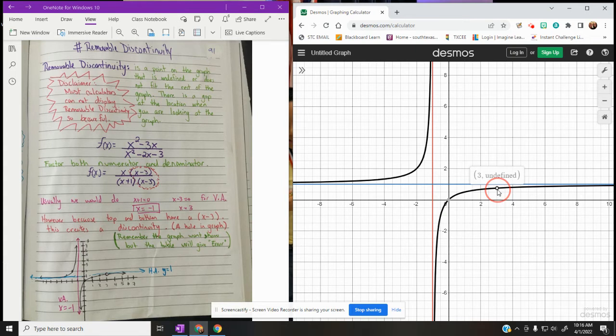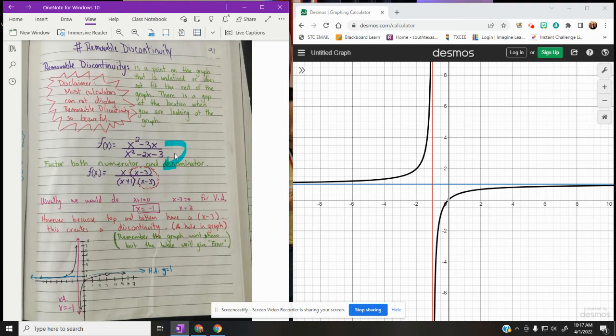Now, when that happens, guys, that is known as a removable discontinuity. That means the graph is going to be disconnected at that point, number 3, well, x equals 3. So that's why it says undefined, that there's no y value attached to that x equals 3. Now, why does this happen? This happens mainly because of what I did over here. Well, actually, everybody does this. Everybody should be doing this.